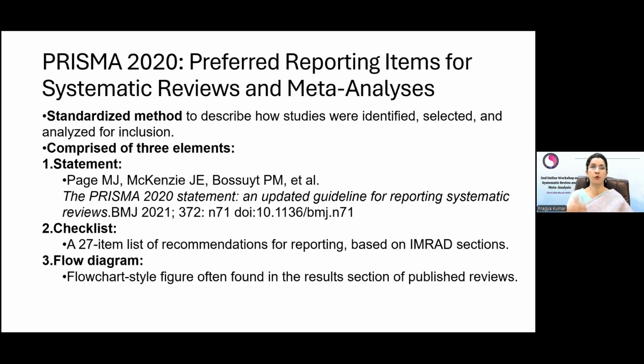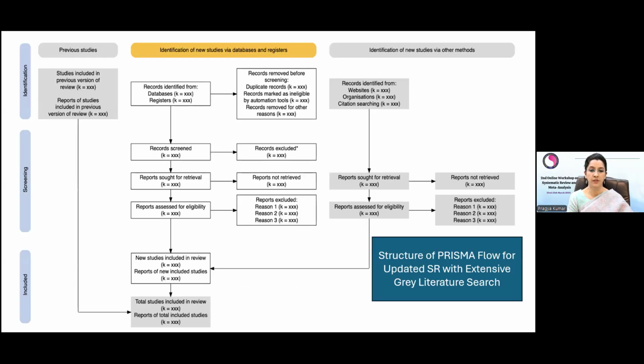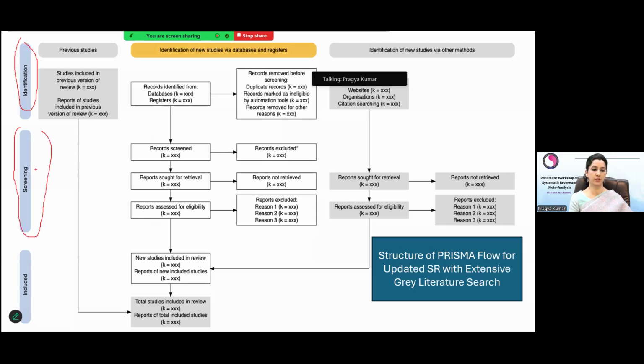And then this flow diagram is there, which you will often see in the result section whenever you read any systematic review and meta-analysis. We have seen this quite a number of times, and it has got 3 sections. If you see initially this thing, it has got an identification stage, it has got a screening stage, and it has got an inclusion stage. So these are the 3 stages.